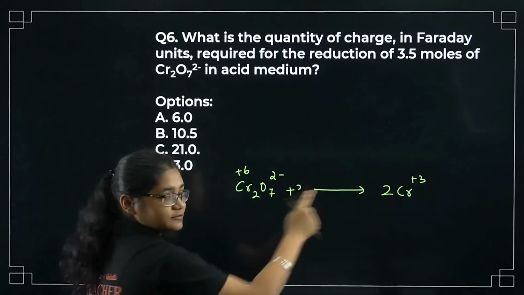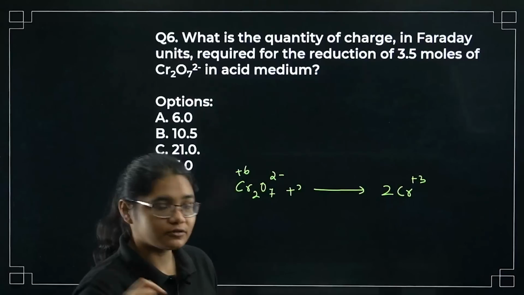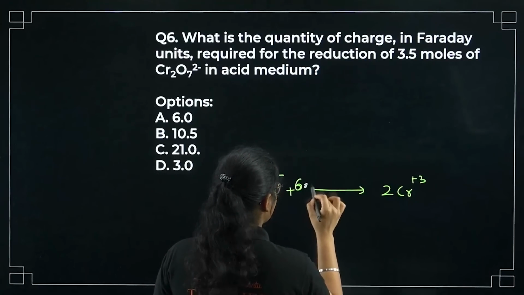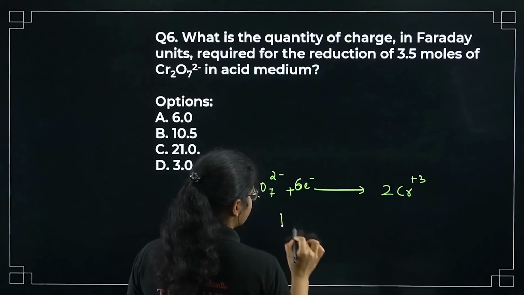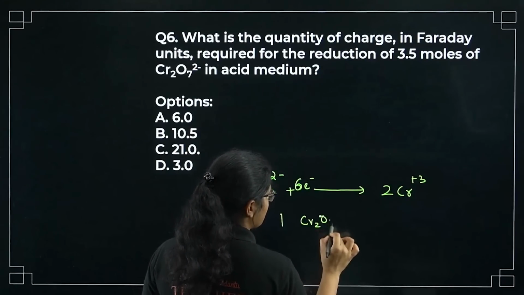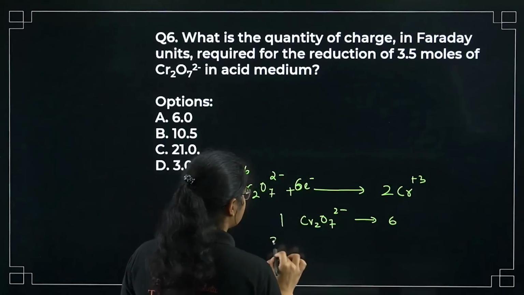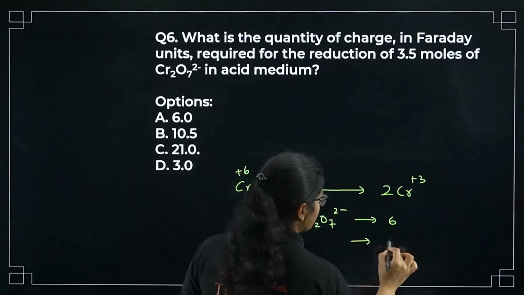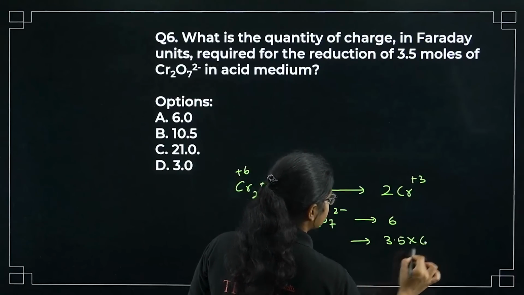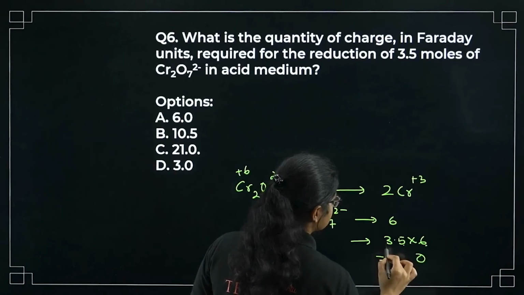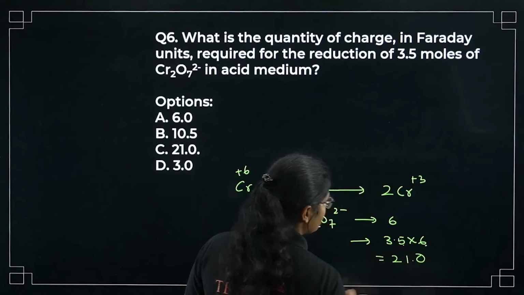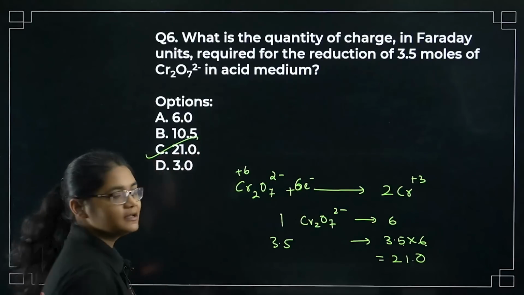I have 2 chromiums on both the sides, so 2 into 3 will be 6 moles of electrons, right? So I can say that for reduction of 1 mole of Cr2O7 2 minus, I need 6 moles of electrons. For 3.5 moles, how much will I require? 3.5 into 6, that is 6 5s are 30, 6 1s are 6, 36... that is 21 Faraday. That is option number C here.